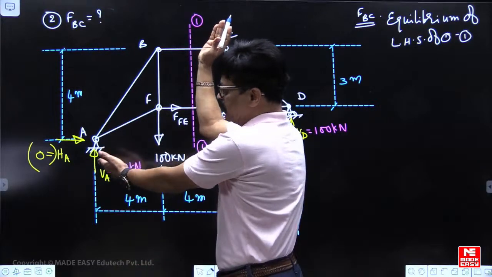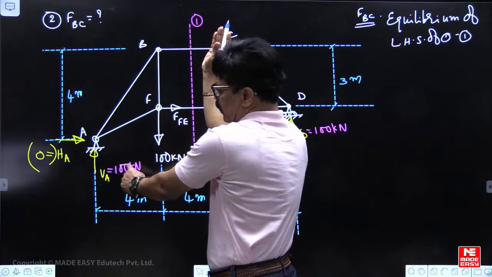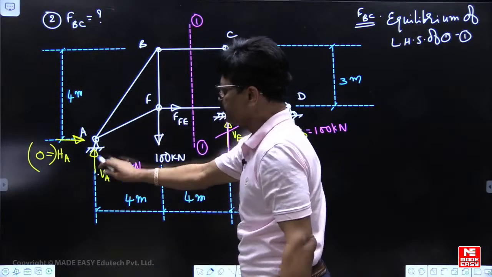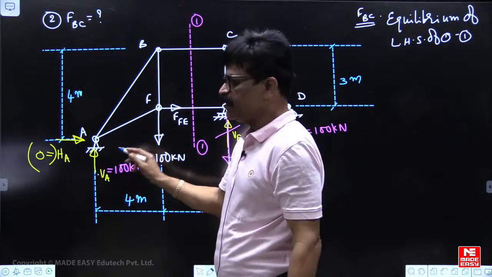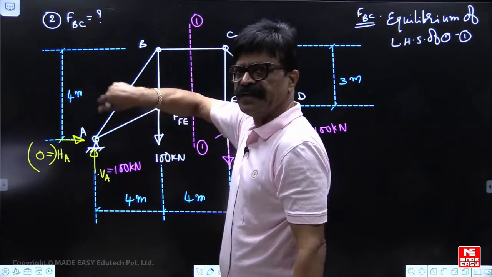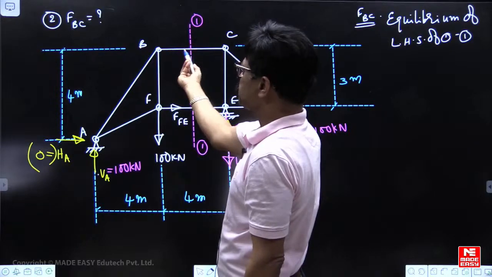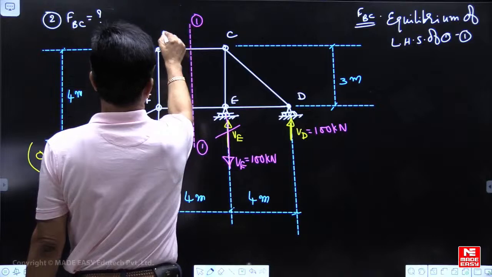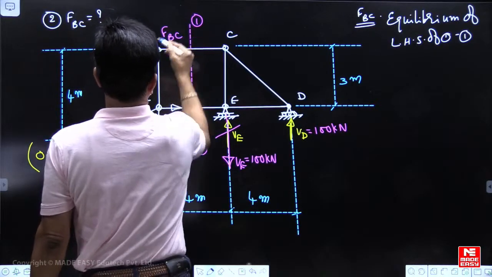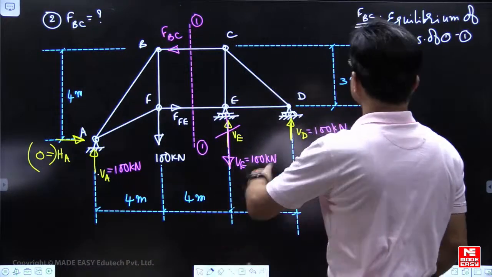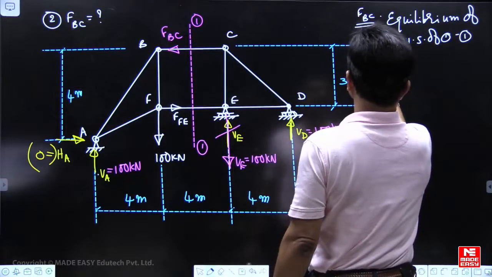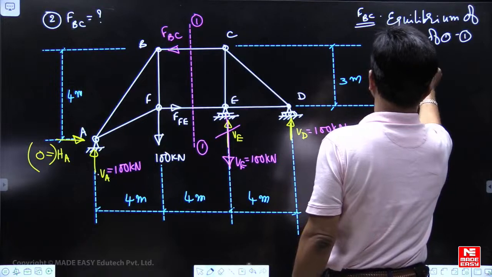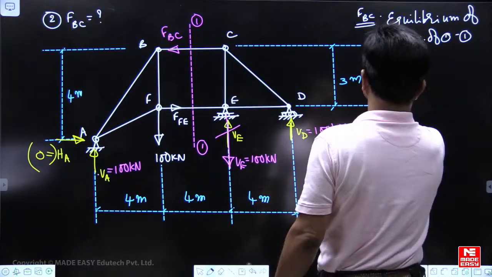Now when I cut and look at the left side, HA is already 0. 100 is giving about F a clockwise moment. Tail to the head towards F, plus 100 into 4 clockwise. To balance a clockwise moment, there should be anti-clockwise. See how our fingers must move like this. So anti-clockwise. Then the question of a negative sign will not be there. LHS of 1-1: you are taking moments of all forces about F equal to 0. So this is the equation.